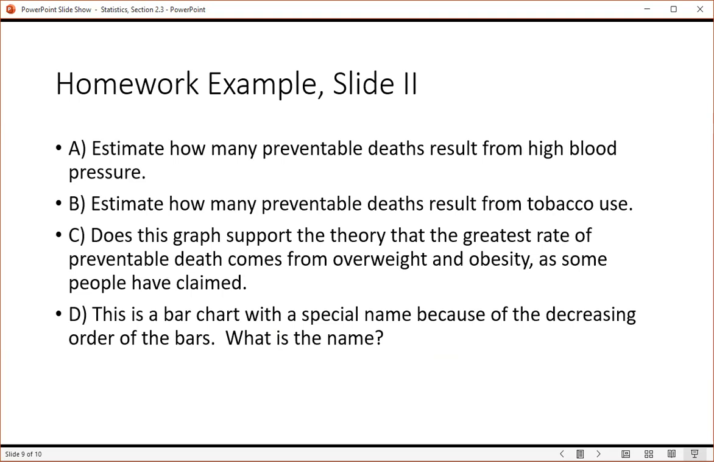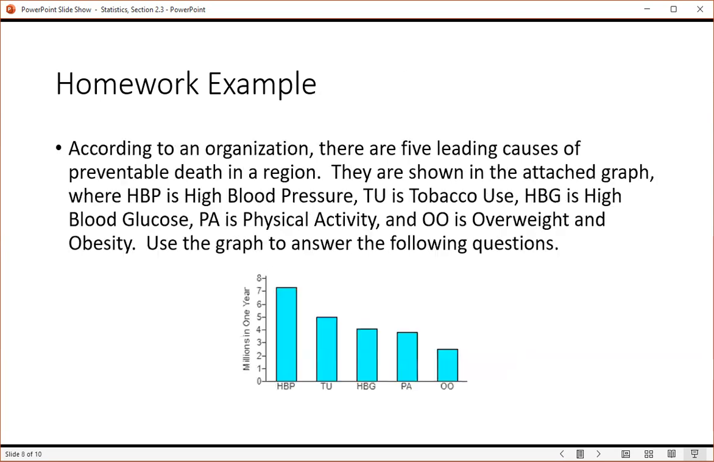And then this bar chart has a special name. It's a special name when you have a decreasing order of the heights of the bars. So what's the name when you have a decreasing order of the heights of the bars? That's called a Pareto chart.